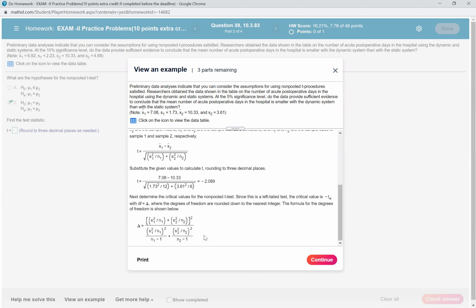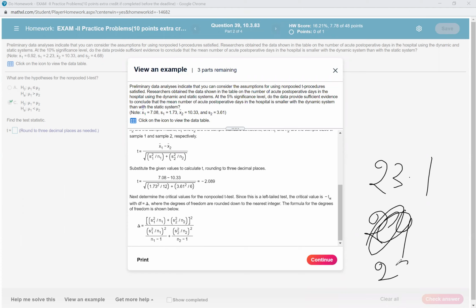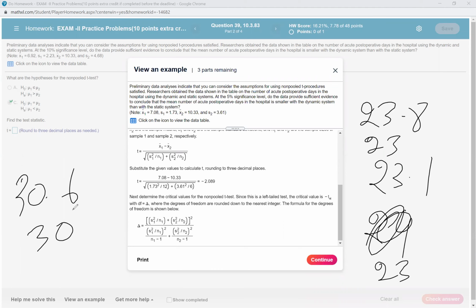So you'll calculate the degrees of freedom. For example, if you find degrees of freedom 23.1, you will consider 23. You will always round down to the nearest integer. So if you get 23.8, you'll consider 23 as well. Similarly, if you get 30.6, you'll consider 30 as the degrees of freedom. You'll always round it down to the nearest integer, okay?